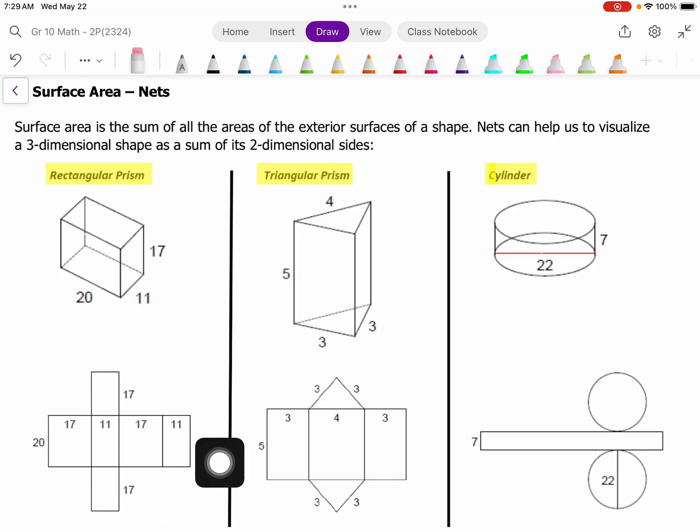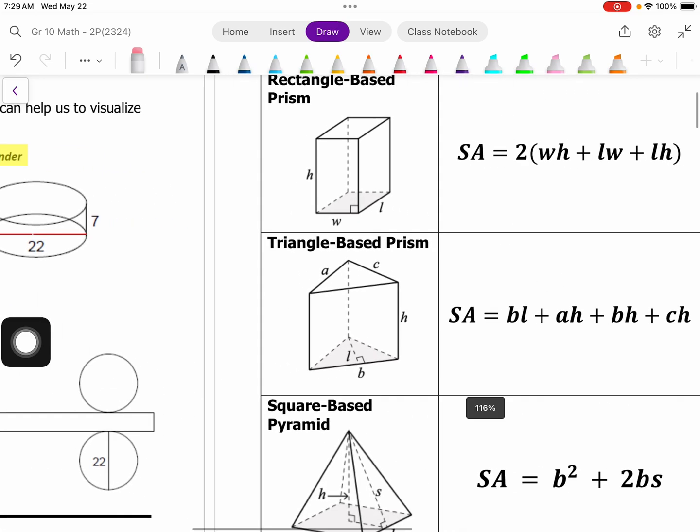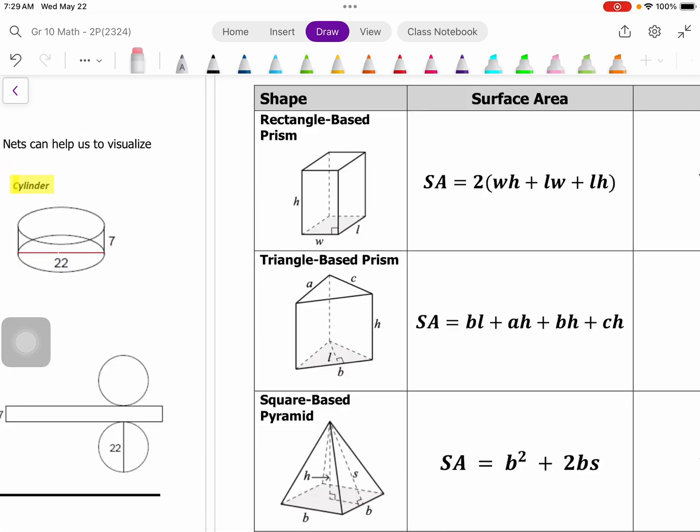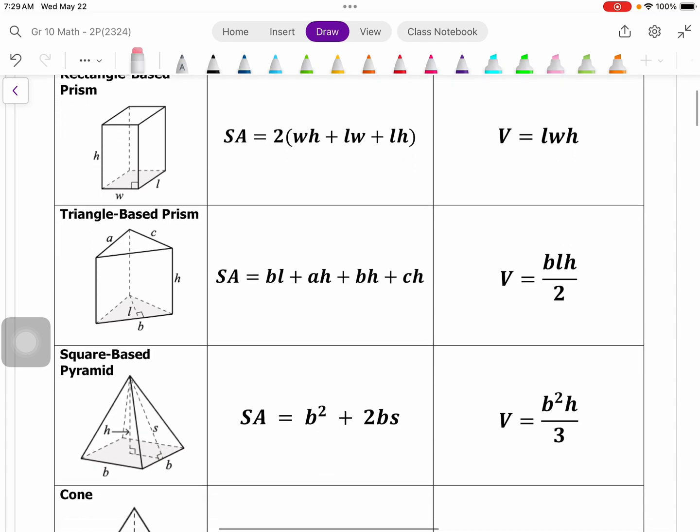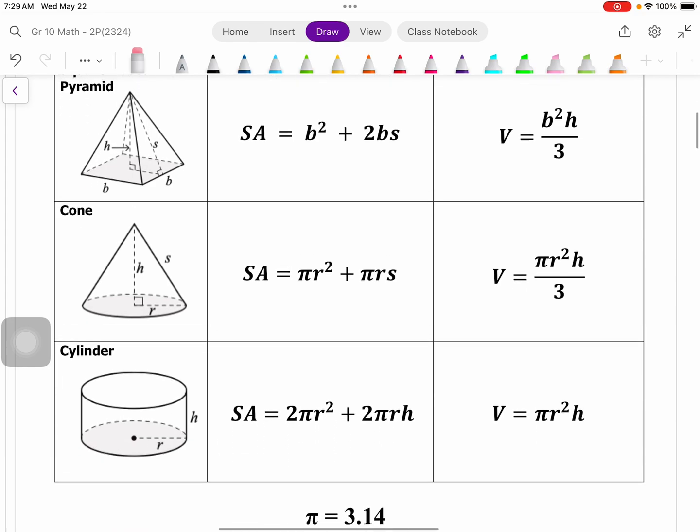This helps us to calculate the area of the entire shape. Now, we're not going to be doing that each time. We're going to be using a formula sheet, which is based on taking the formula for the area of each of the shapes and then adding those together.